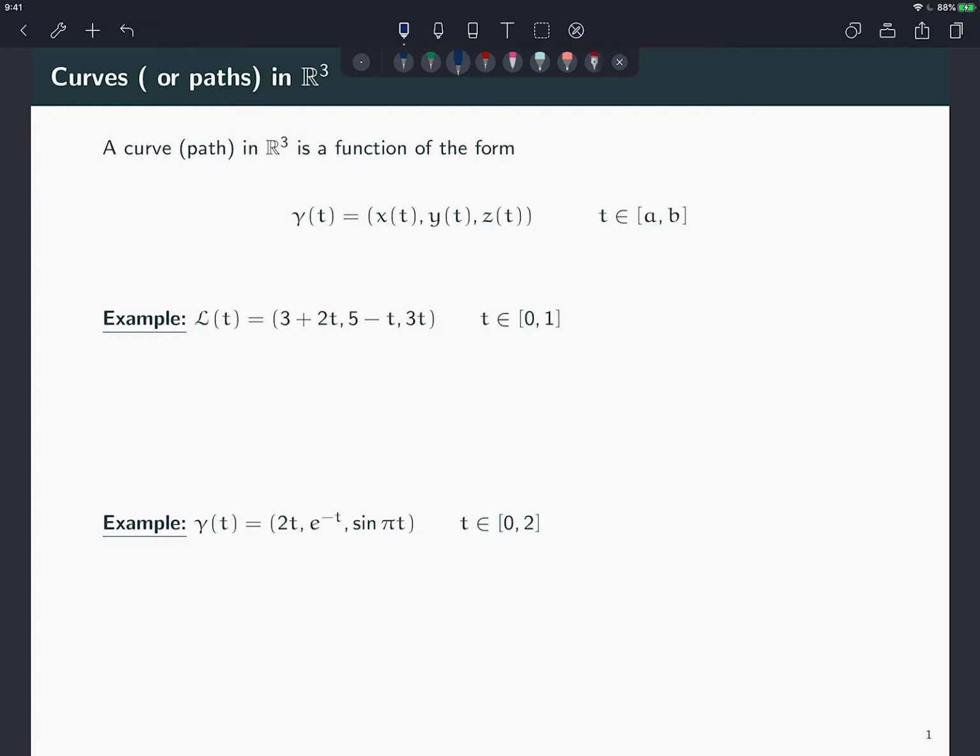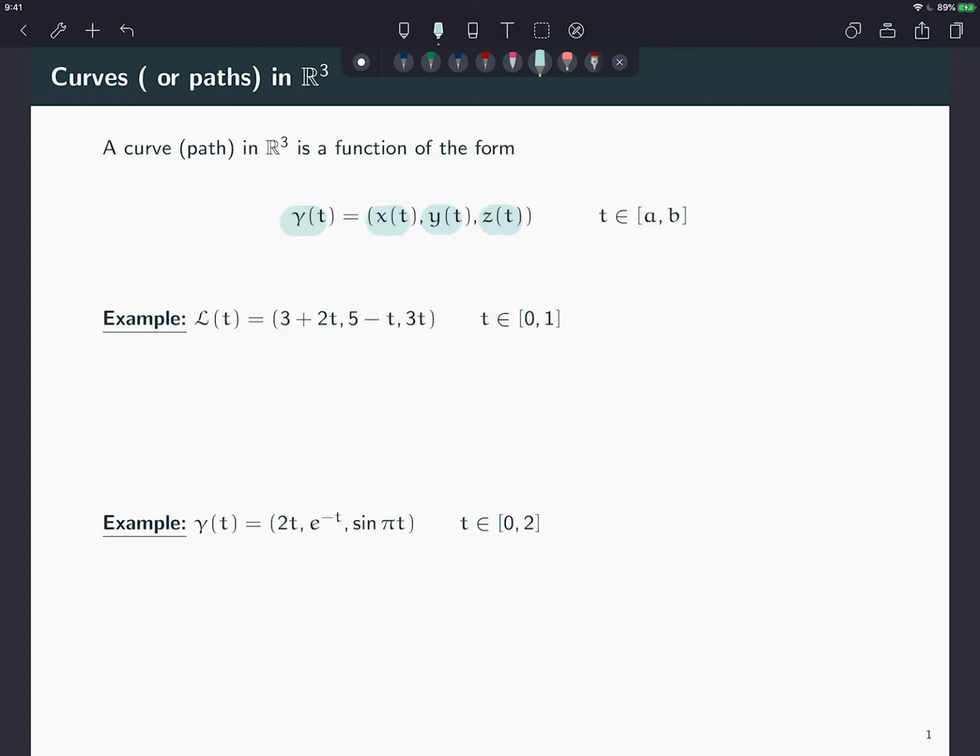Okay, so in this video, we're going to introduce the idea of a curve in R3, or sometimes we call them a path in R3. So these are functions of the form gamma of t, which has three components: x of t, y of t, and z of t. So the x, y, and z coordinates change with the parameter t. This is really a set of parametric equations, like when we talked about parametric equations in your previous classes.